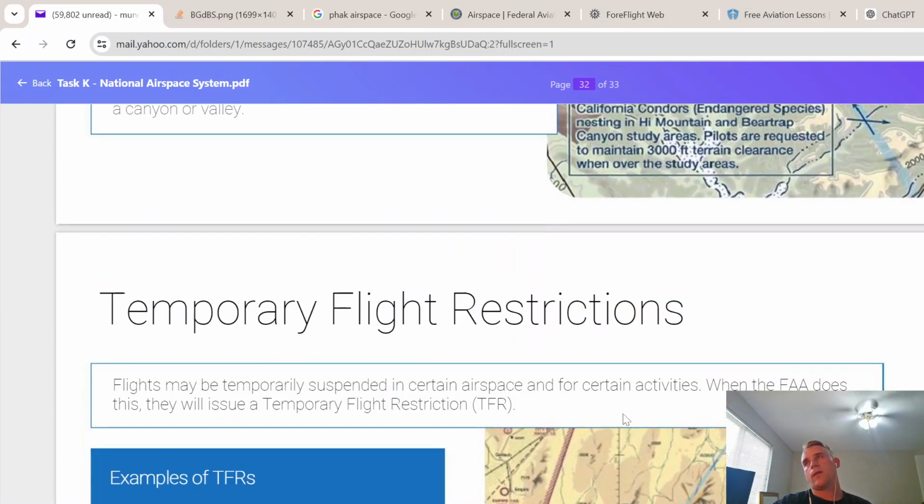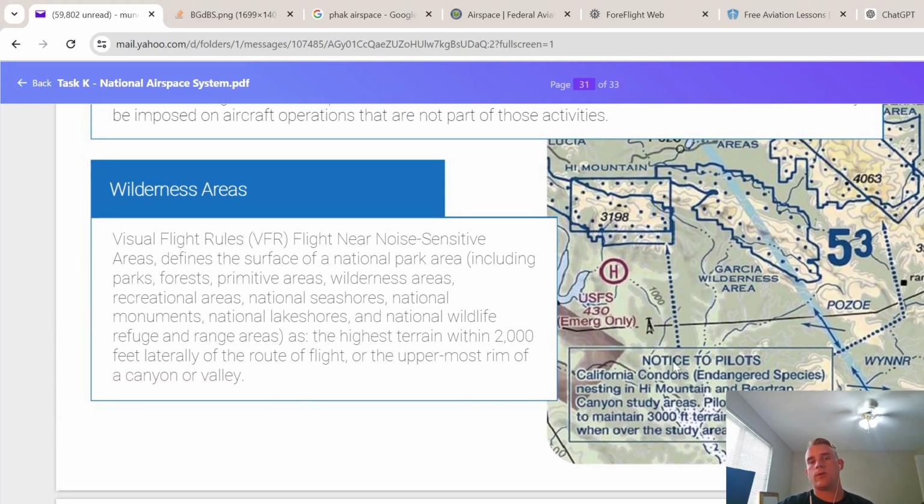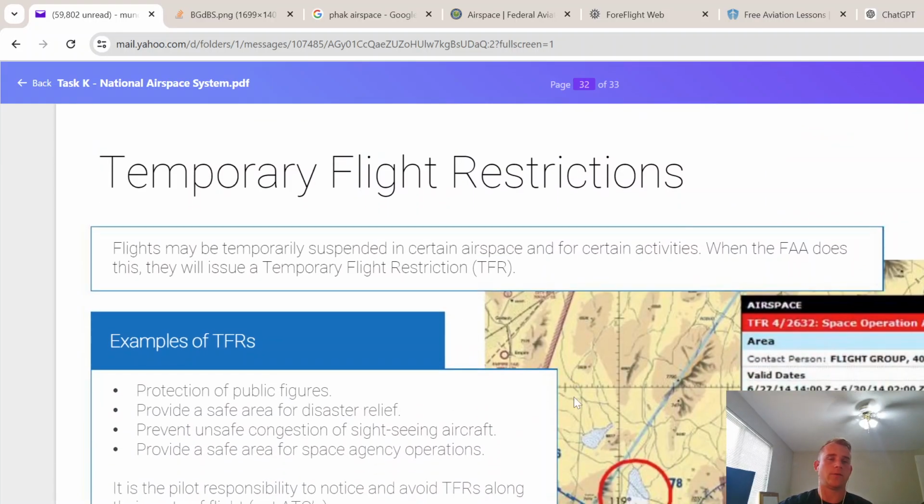There is some controversy about wilderness flight areas, whether you can fly into these areas below their request, and I think the answer is yes. However, you can get a fine or something like that. I don't know. It's really weird. Just don't fly into it.